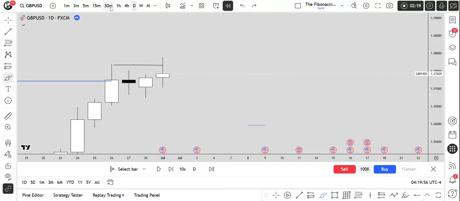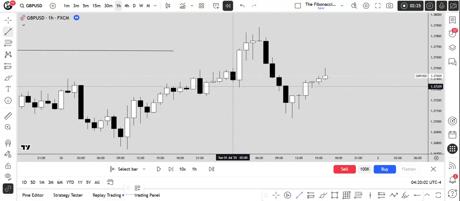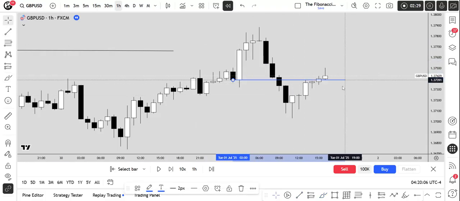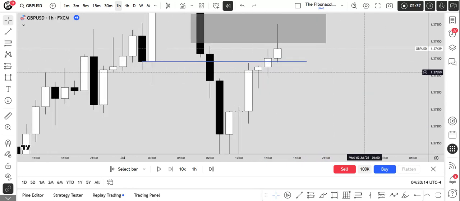Then we will go to the 1 hour time frame to confirm our structure. In the 1 hour time frame, we can see the change in state of delivery happening right over here, and there is a fair value gap presented in this area. So we can also use that swing formation pattern in this area.